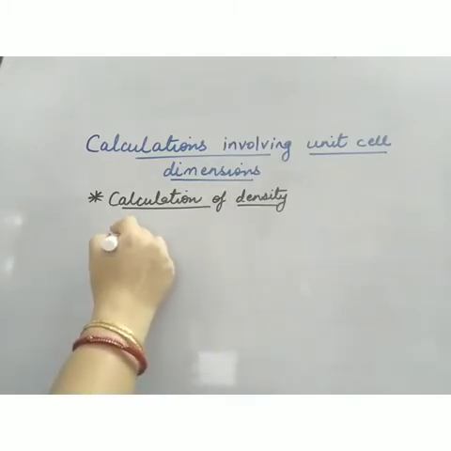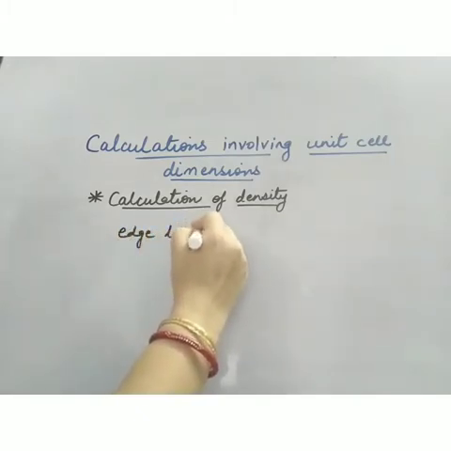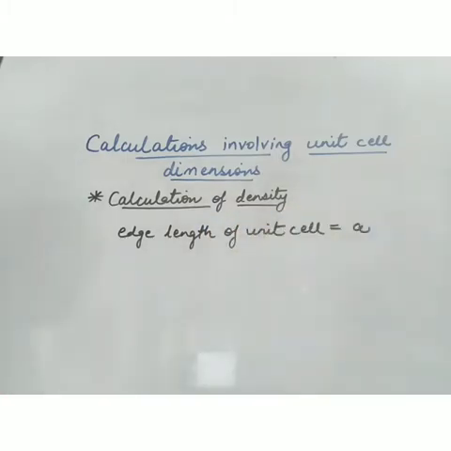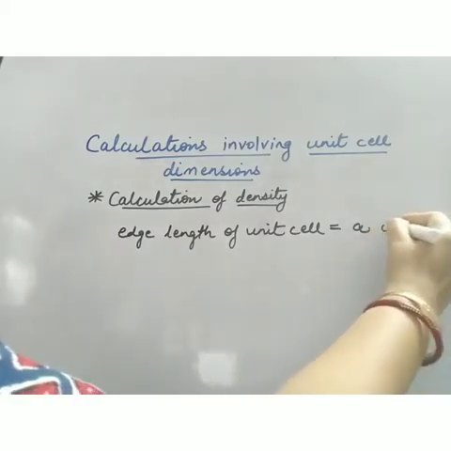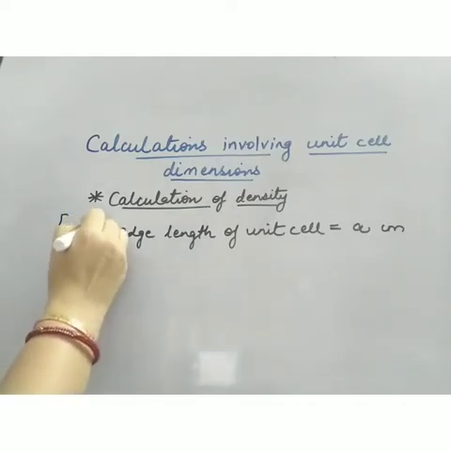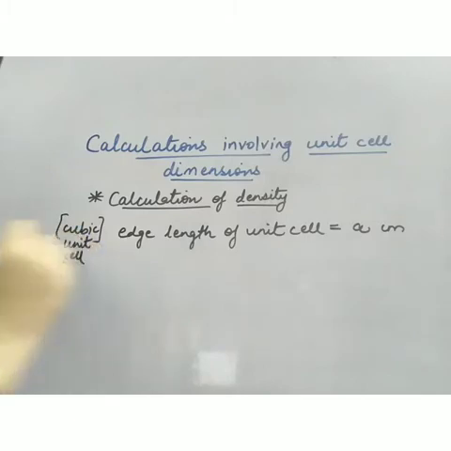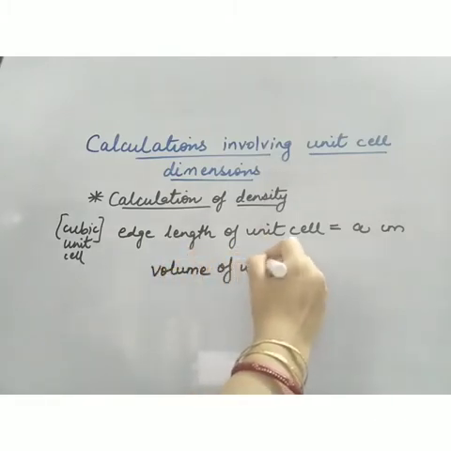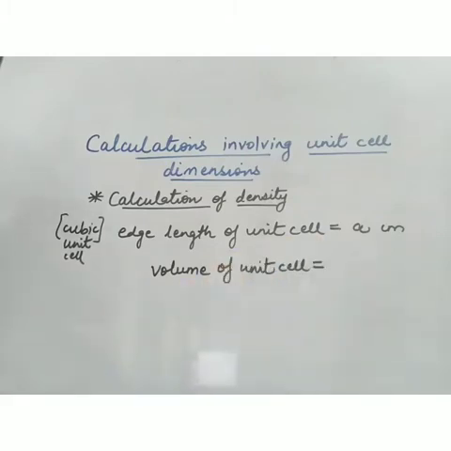So what is the edge length of the unit cell? Edge length is denoted by a and is in centimeter. And remember, whatever derivation we are doing is for a cubic unit cell. Now if the edge length is a centimeter, what is the volume of the unit cell? Volume is length into breadth into height, and since it is a cube, it is a into a into a, that is a cube centimeter cube.